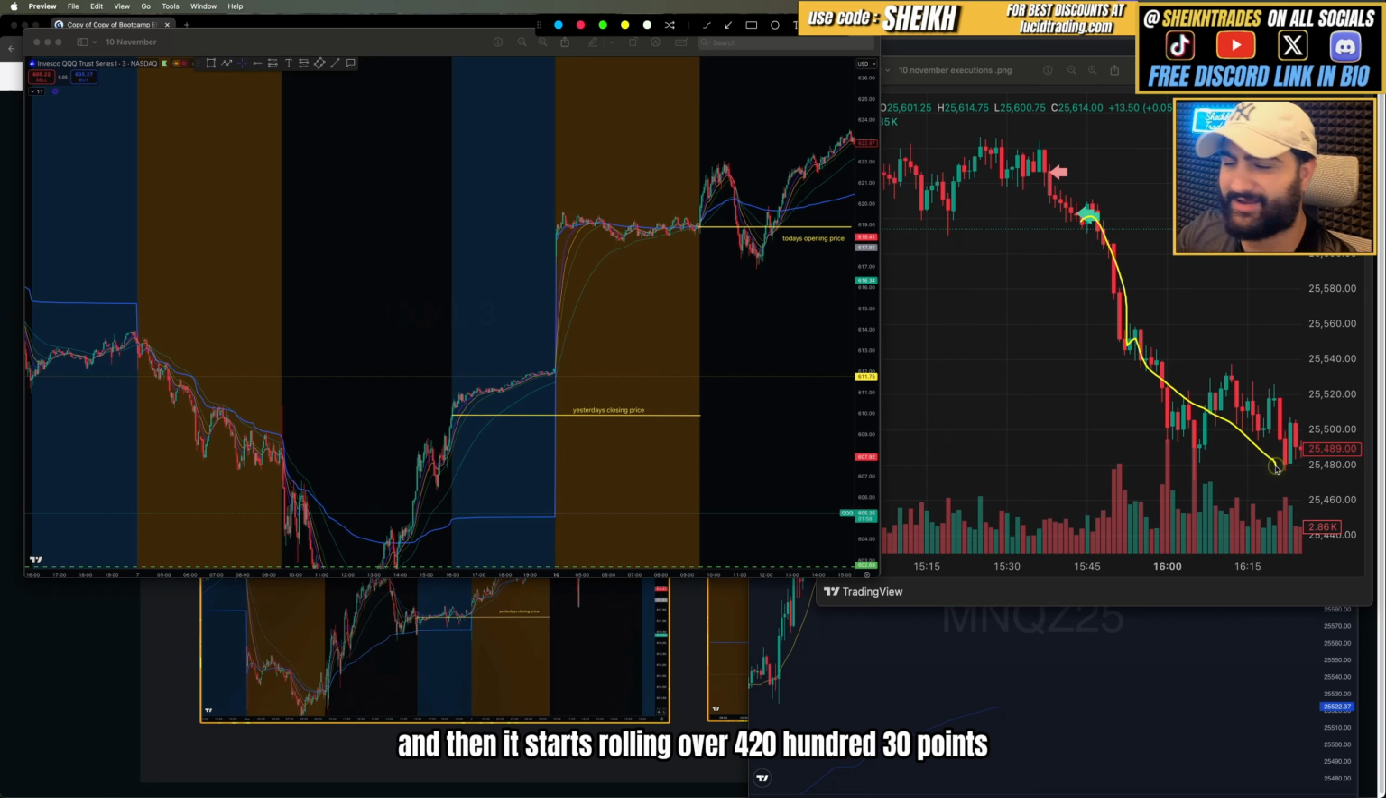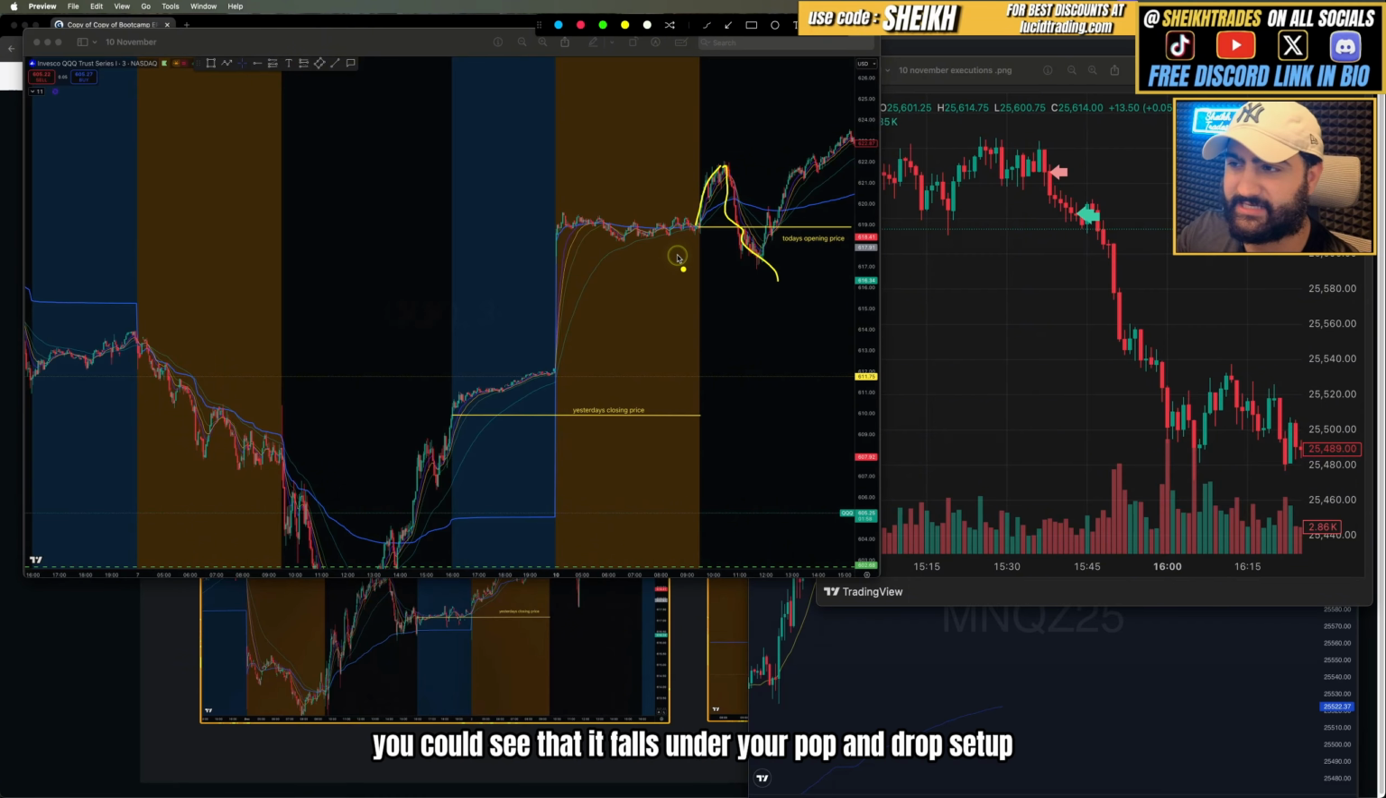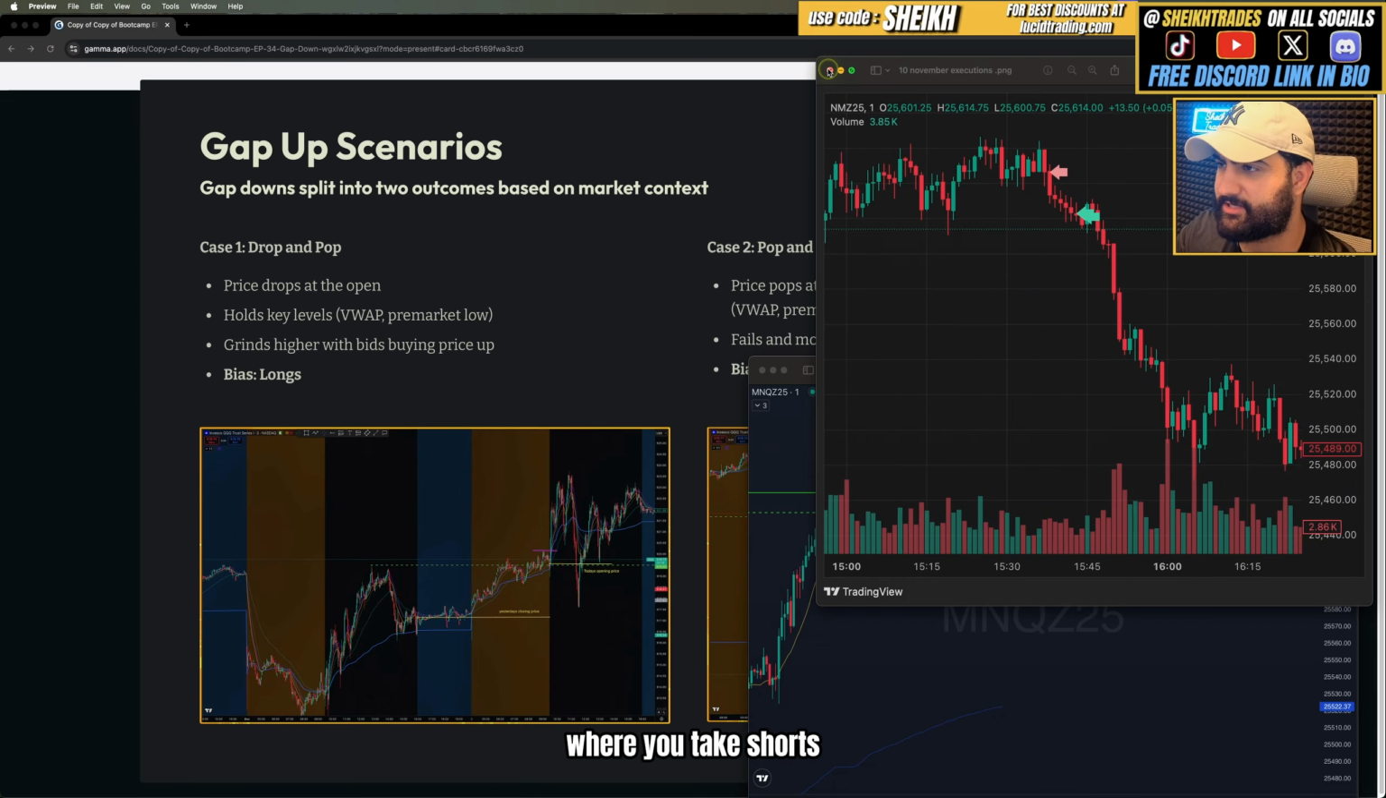Sucks for me. But regardless of that, very nice trade. Let's put it that way. I was able to short this on the backside. It popped, and then it dropped all the way. And you could see that it falls under your pop and drop setup, where you take shorts.